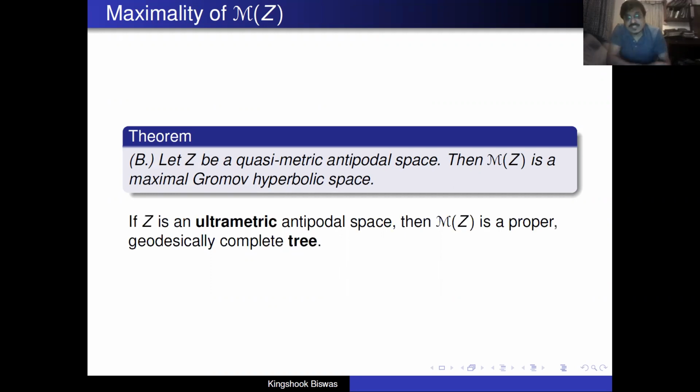And if Z is an ultrametric antipodal space, then MZ turns out to be a proper geodesically complete tree. Okay, so this recovers the tree constructed by Bader and Schroeder. This Moebius space is the tree constructed by them for an ultrametric antipodal space.